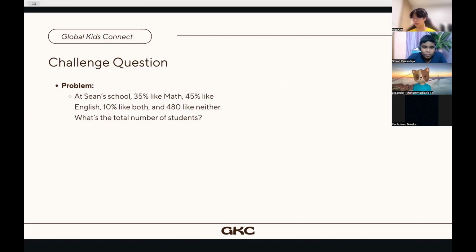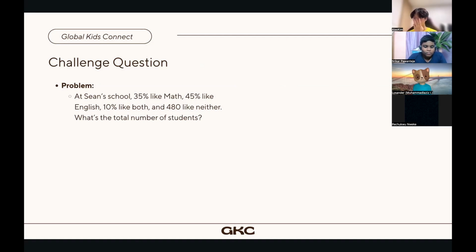So let's read through it. The problem states, at Sean's school, 35% like math, 45% like English, 10% like both, and 480 like neither. So we're given percentages and also the number of students for neither. So what is the total number of students?